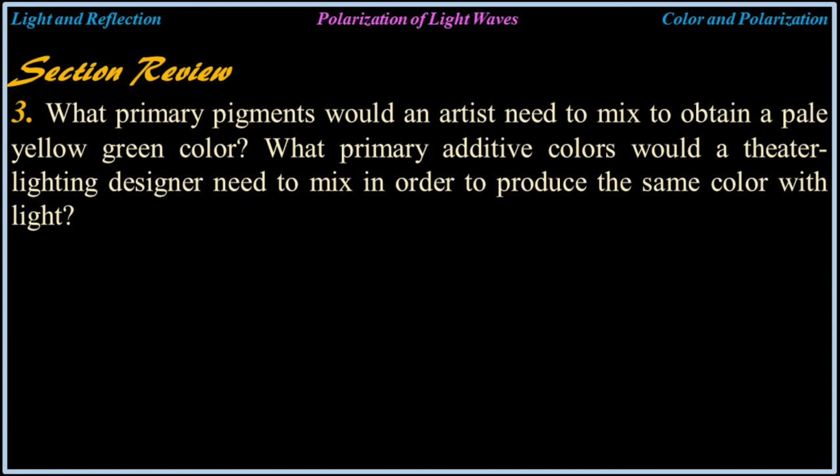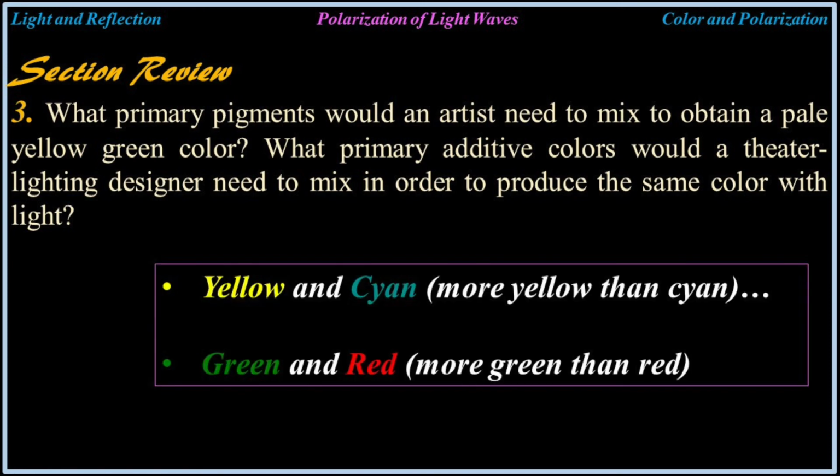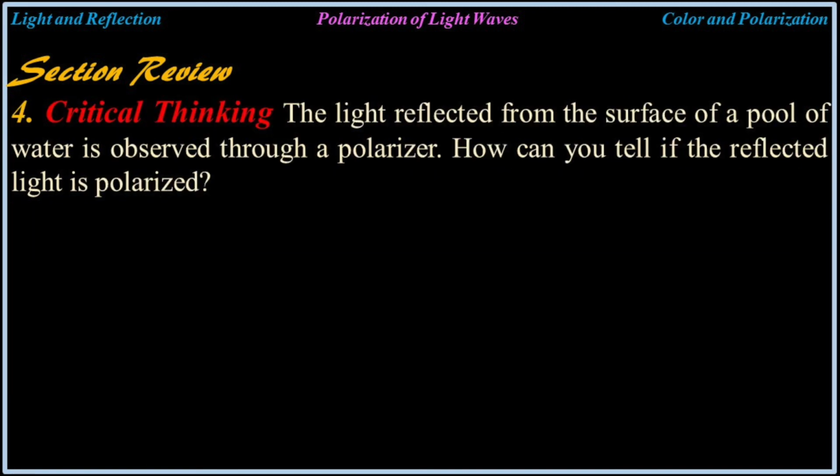So the first one is going to be subtractive to get the pale yellow-green, and the next one is going to be what colors do you add? So it's actually, you're kind of going for a cyan-like color. So yellow and cyan, more yellow than cyan because it's that pale color, but cyan is pretty good. And the next one is going to be green and red, mostly more green than red, because green and red does make cyan in terms of the colors.